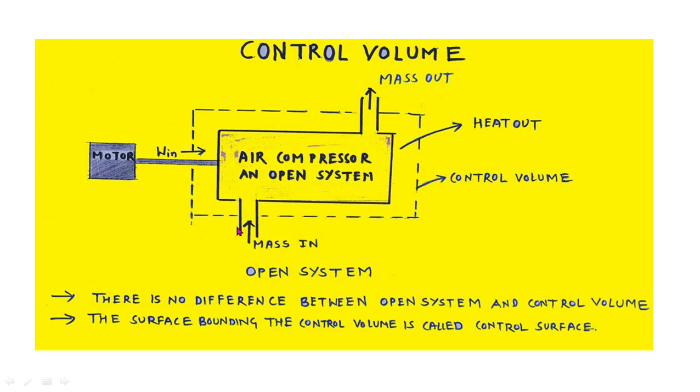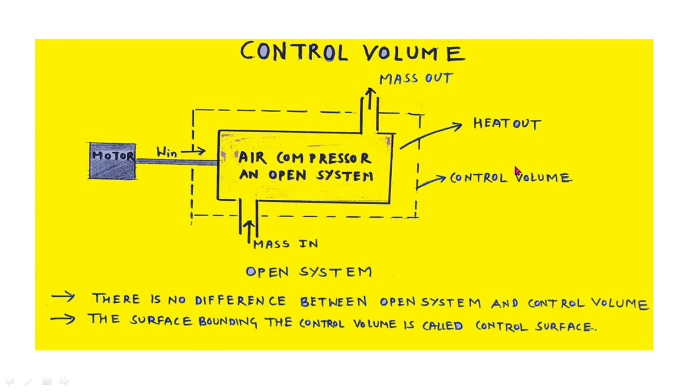So we cannot consider a fixed mass of air as our system. So we will consider certain volume through which the air is passing around the compressor as our system, that is, certain volume enclosing the compressor, which is the open system, is considered for describing the system, and this volume is called as control volume. Hence we have understood the concept of control volume.